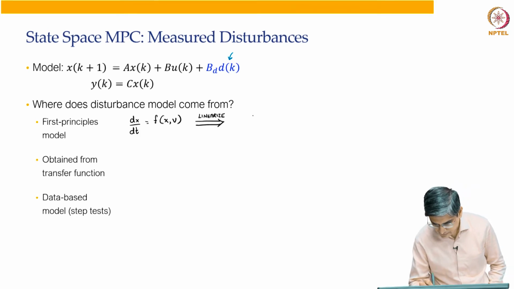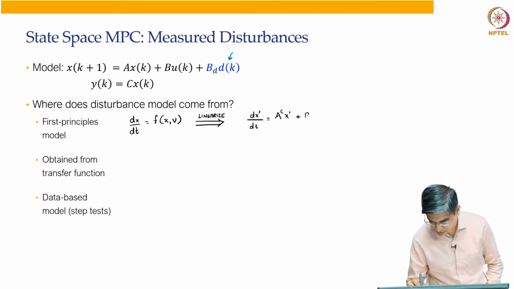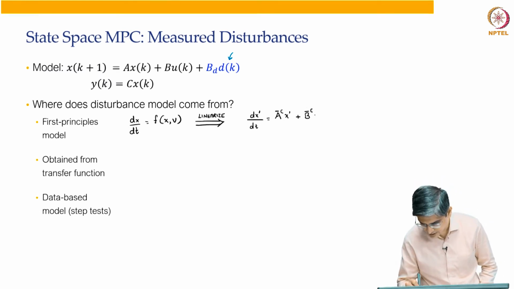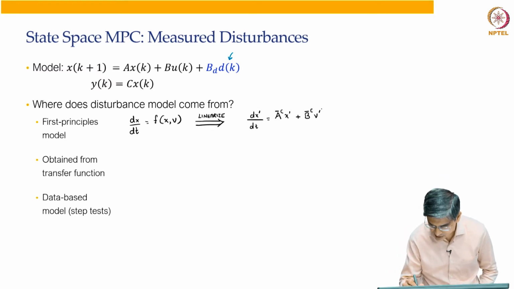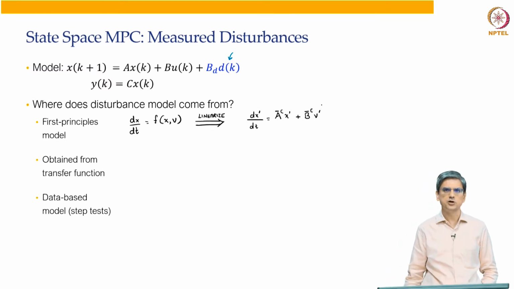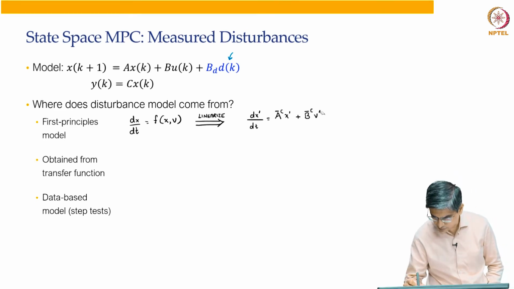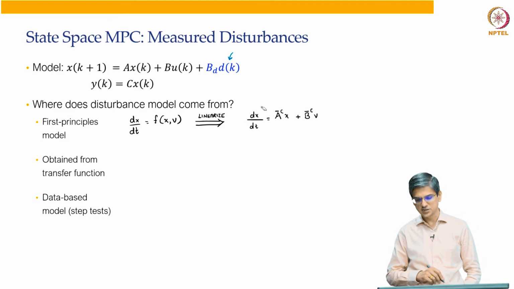okay, and when we linearize this, we will get dx dash by dt equal to AC bar x dash plus BC bar multiplied by V, or V dash, this is what we get. Why? Because we are just in the deviation variables. Just to make notational simplicity, we will just remove the dashes over here.